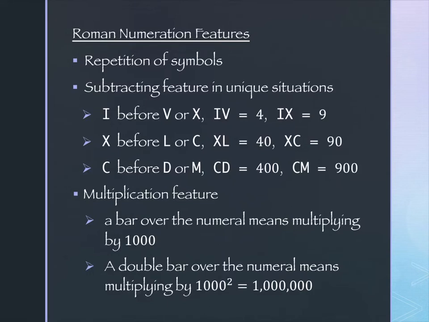If you have a single bar above values, it means times 1,000. Okay, that gets you numbers up to 1,000,000. Actually gets you numbers up to 3,000,000. And if they do a double bar above things, it's multiplied by 1,000,000.